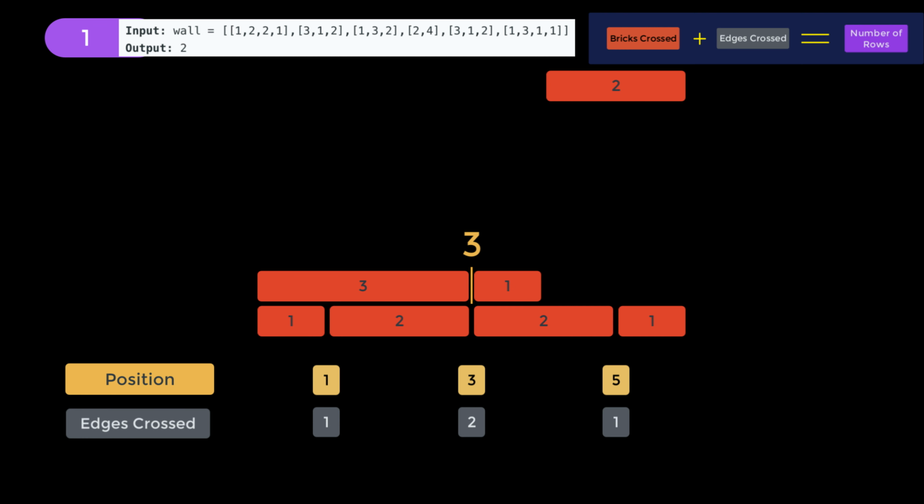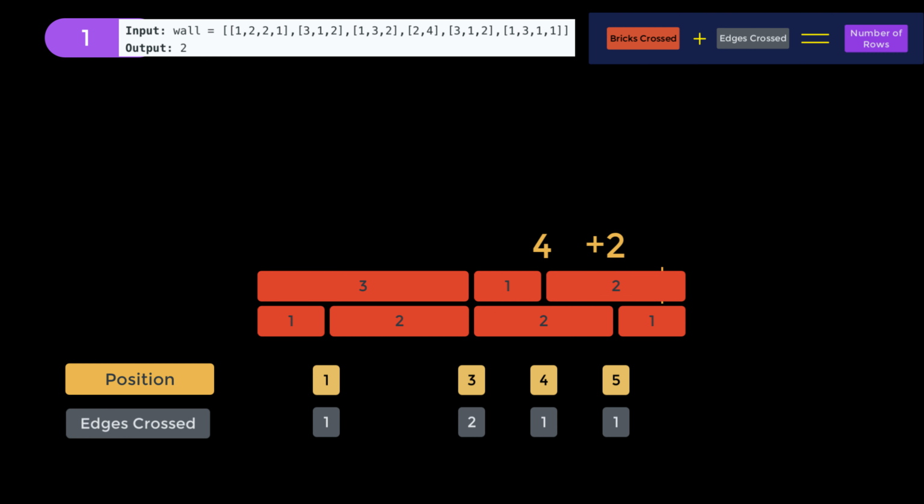Then we lay down the next brick, and its width is 1. So our new position is at position 4. And since this isn't the last brick, there's an edge at position 4. Finally, we lay down the last brick in the row. Now after building the first 2 rows, we found that there is 1 edge at position 1, 2 edges at position 3, 1 edge at position 4, and 1 edge at position 5.